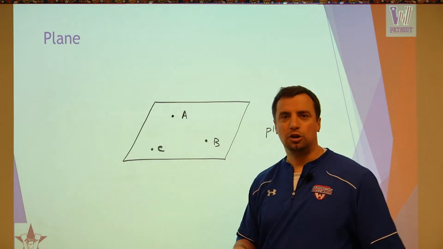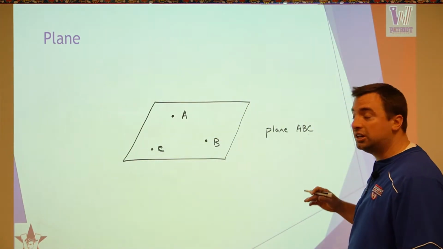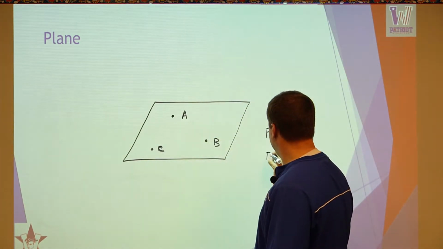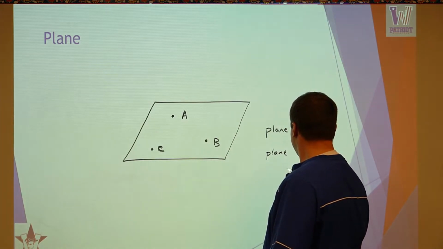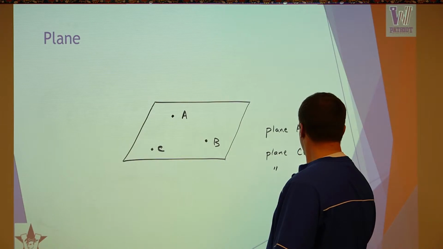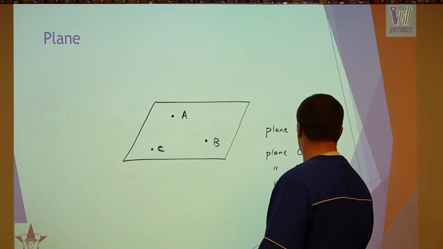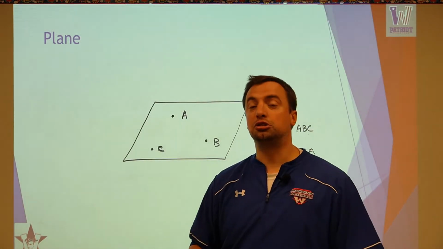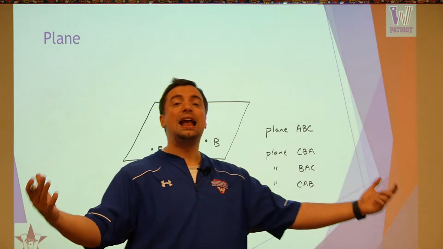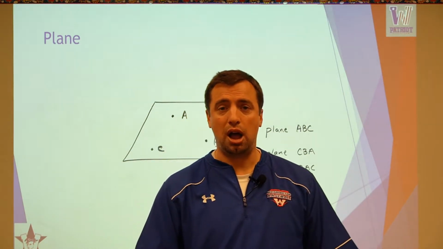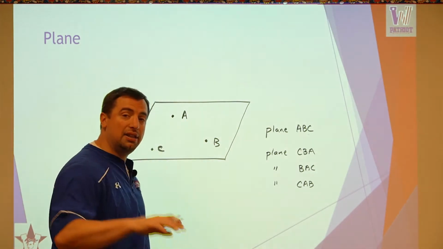But you know what the really cool part about this is? We can write the letters in any order we want. This could be plane CBA. This could be plane BAC. Here's our favorite one. A lot of geometry teachers like to make up words with their letters. This could be plane CAB. It could be any combination of those 3 letters you want. It doesn't matter. All we have there is just a plane.